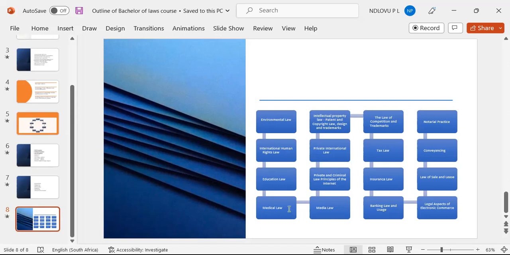How about issues of maybe the right to be given medical treatment under emergency circumstances? All those are very critical parts of the law. And then we've got your intellectual property law, your patent, your copyright, your design, and your trademarks. Then your private international law, your private criminal law, your media law to do with newspapers and television. And then, well, competition and trademarks, maybe I have already alluded to that as a part of intellectual property.